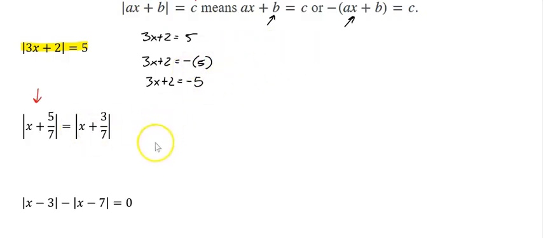Well, how does that work out? Well, let's look at this one right here. The first thing I want to do when dealing with this one that looks really, really weird, I don't like dealing with these fractions, so let's go ahead and reduce out the fractions by multiplying everything by 7.